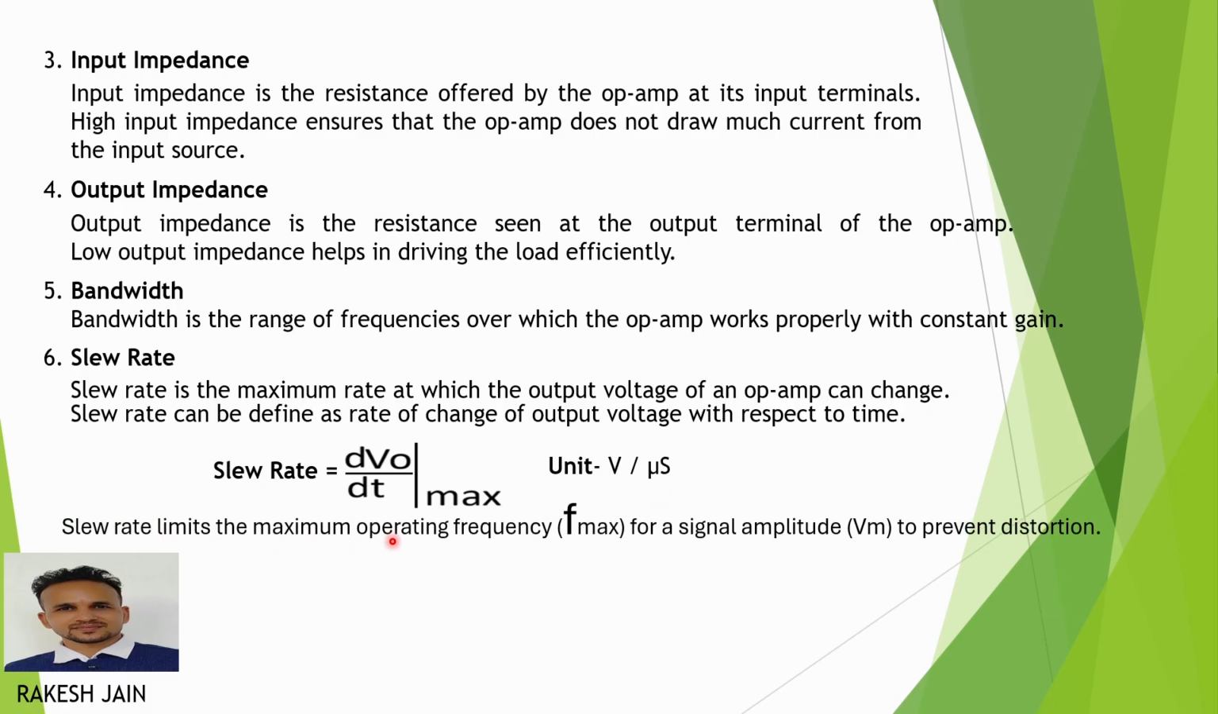Slew rate limits the maximum operating frequency for a signal amplitude Vm to prevent distortion. So the relationship between the maximum operating frequency and the slew rate is given by Fmax equals slew rate divided by 2 pi multiplied by signal amplitude Vm.